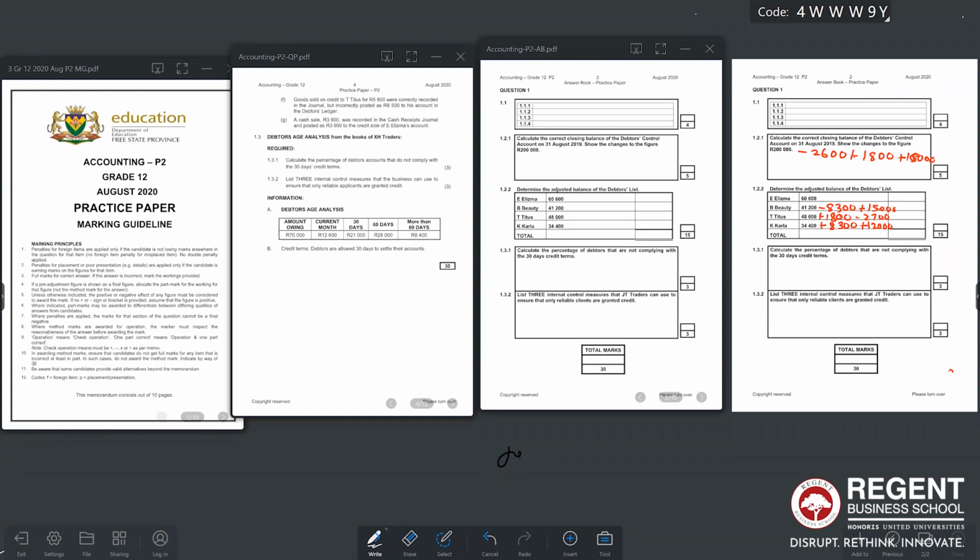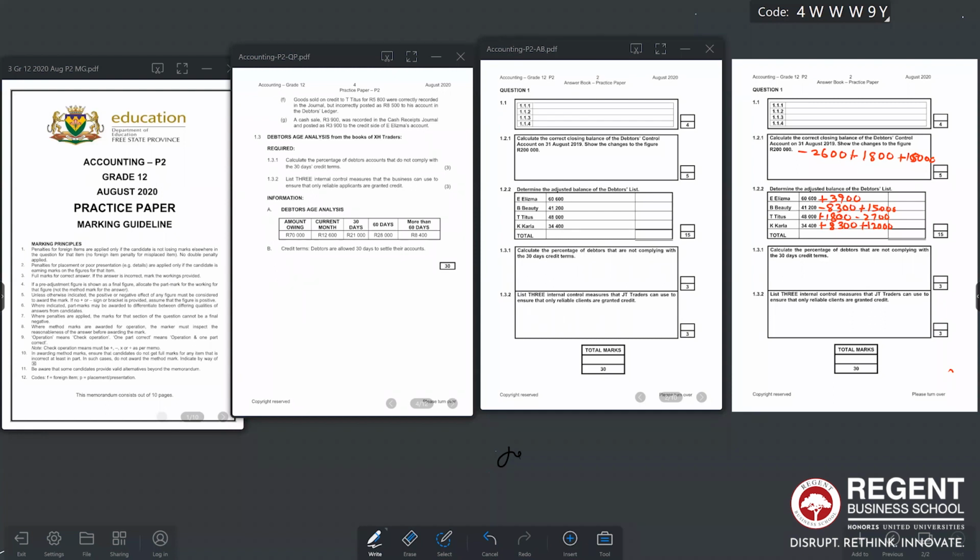So what you must do, go to Elisma and you're going to say plus 3,900. So you're going to increase her account by 3,900. Nowhere else. Don't go to debtors control and so on.